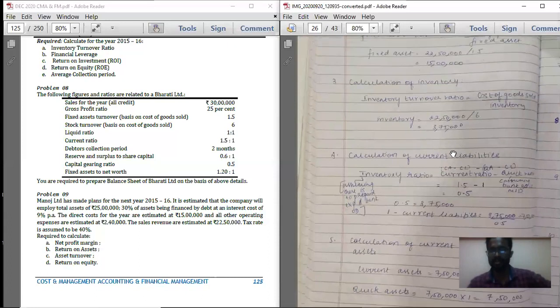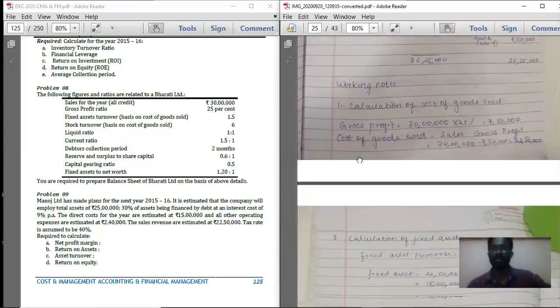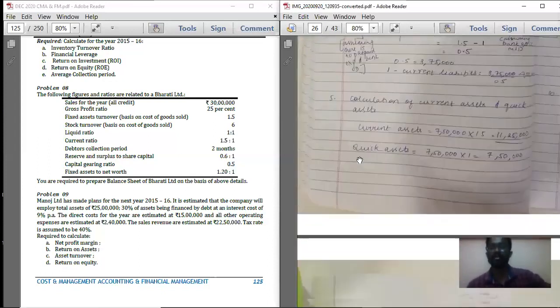and current liabilities. So just come to the balance sheet. Leave 4 lines gap from the bottom, that is to leave the gap for liabilities. That is share capital, reserves, and long-term debt from the top, and right after 5 lines, current liabilities. Current liabilities, that is 7,50,000. Amount column 7,50,000. That is what we have found.